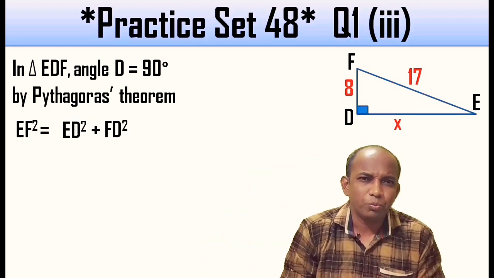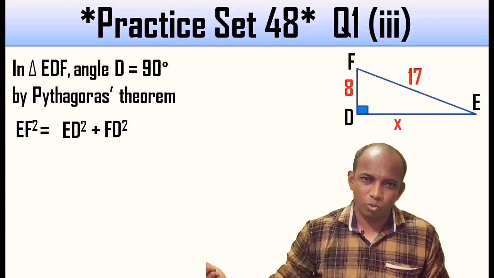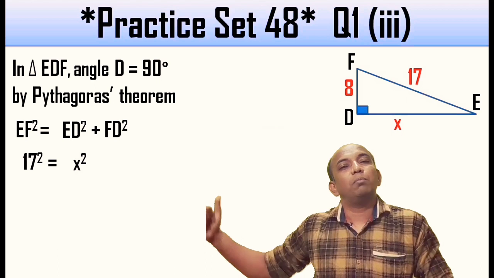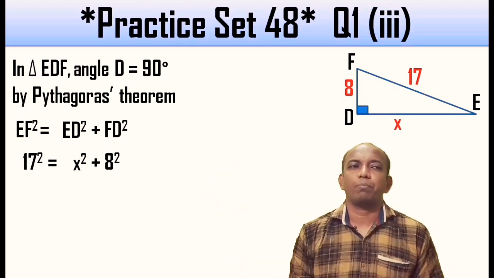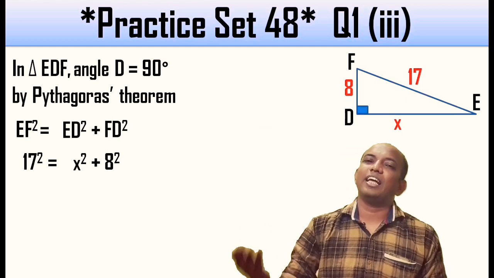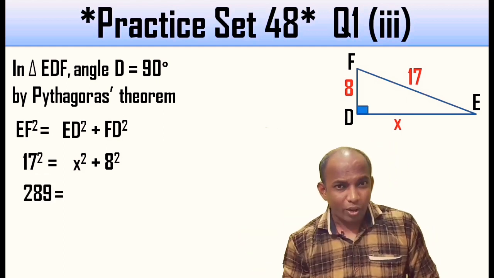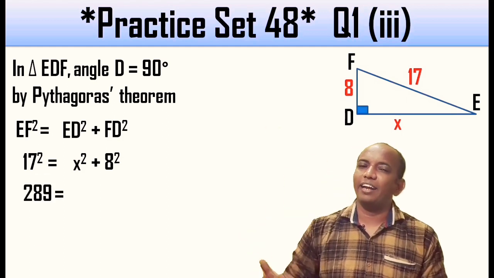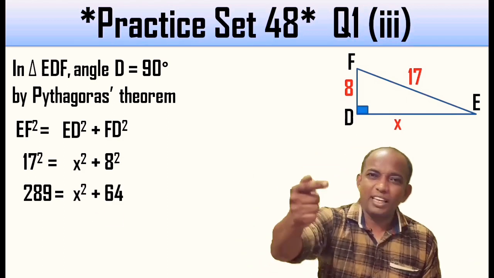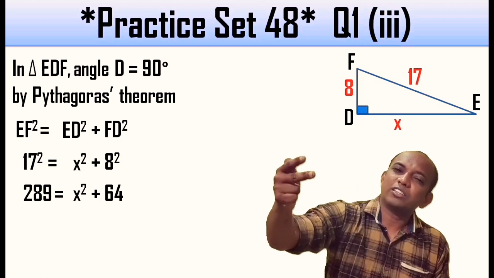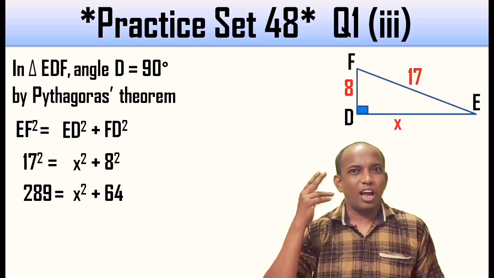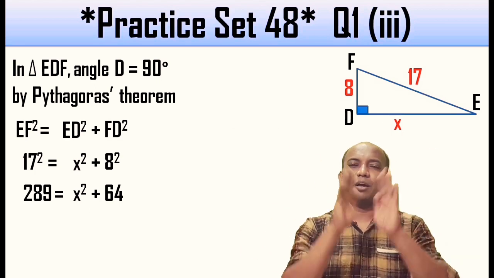Now substitute the value. EF square is equal to 17 square, FD square equals to 8 square, and DE square is nothing but x square, that I need to find. Okay, 17 square, 17 into 17, we get the answer 289. Then 8 square, nothing but 64, and x square will be written as it is. So 3 steps are done, formula is written, values are substituted. Okay, after that squaring is done, right? Now last step is subtract the numbers.